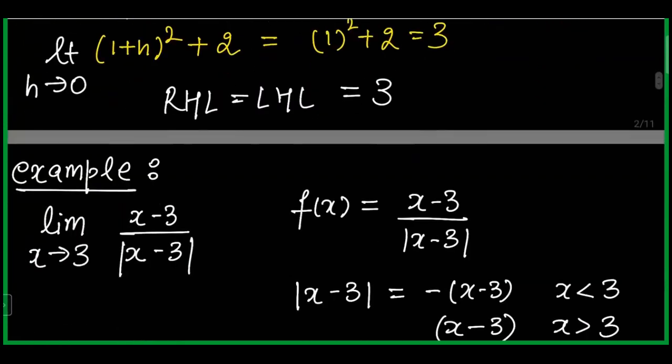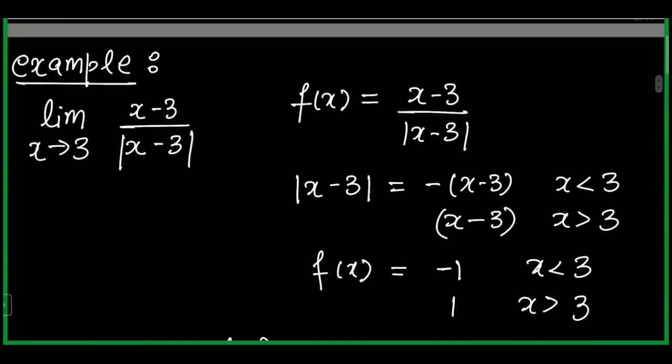Okay. Now let's move on to more examples. Now one of the examples is the limit as x approaches 3, and your function is (x minus 3) divided by mod of (x minus 3). So this is your function, and we are approaching 3.